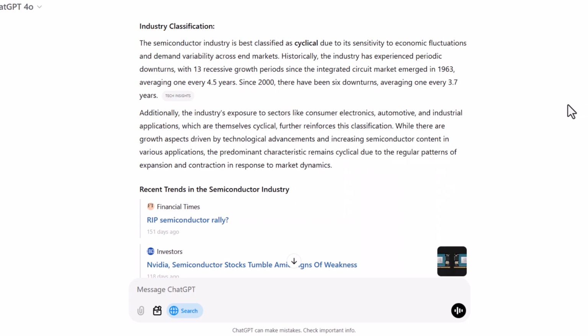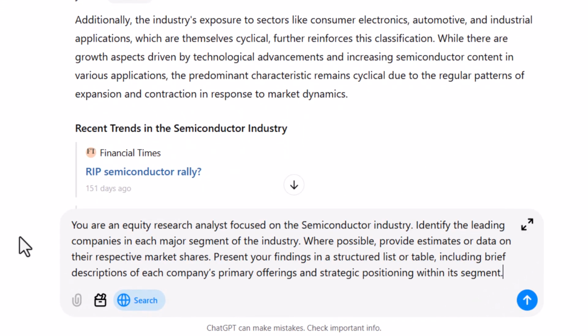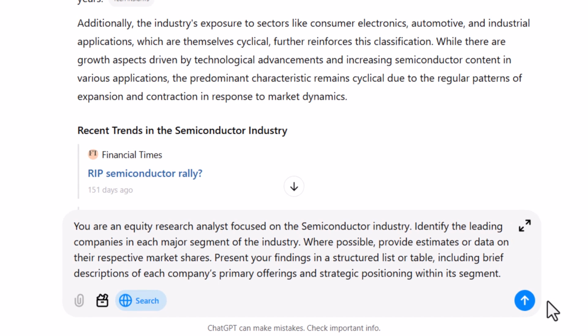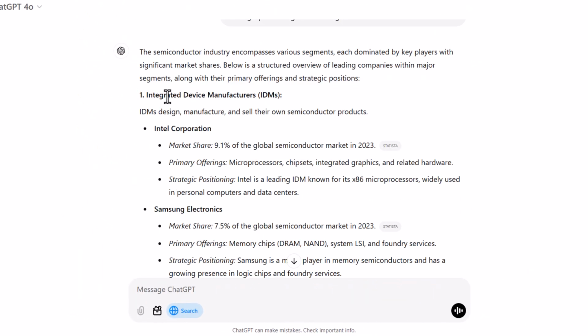The final part of this analysis is to look at the individual companies. This prompt instructs ChatGPT to identify the leading companies in each of the major segments of the industry and provide additional information on each of these companies. It's breaking the industry down into segments, including integrated device manufacturers, Intel being one of the leading companies.